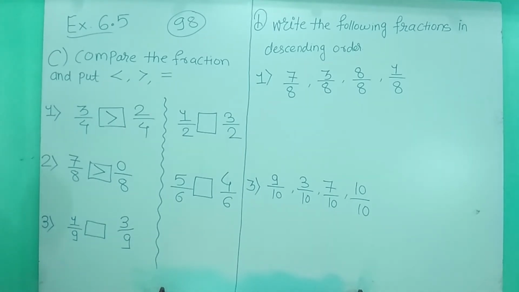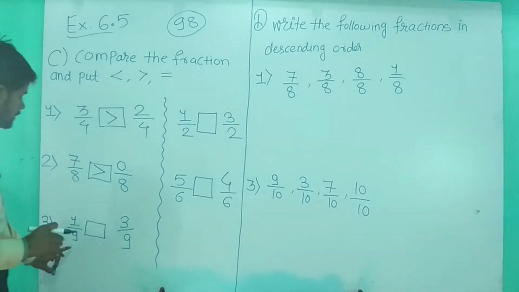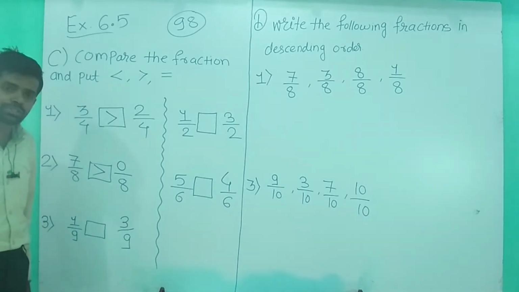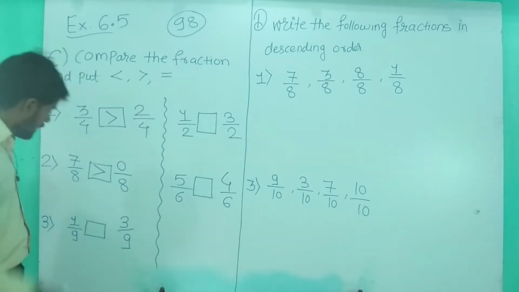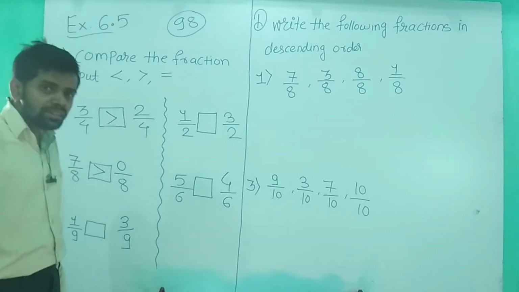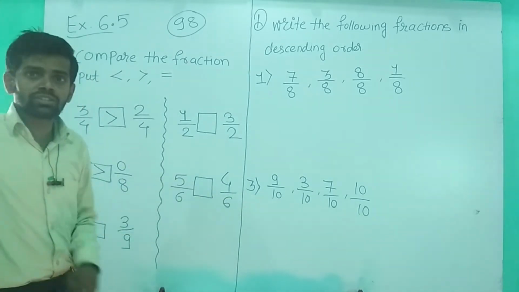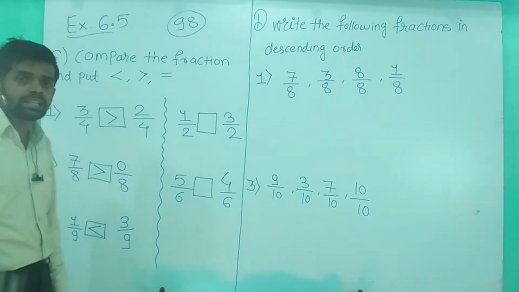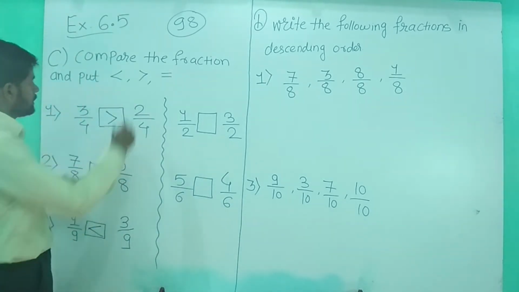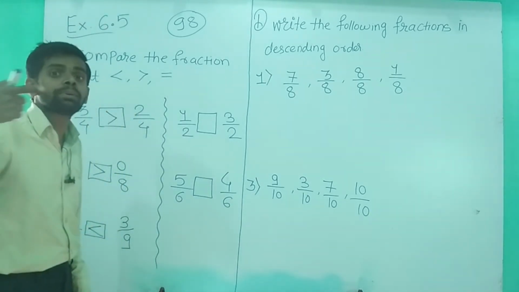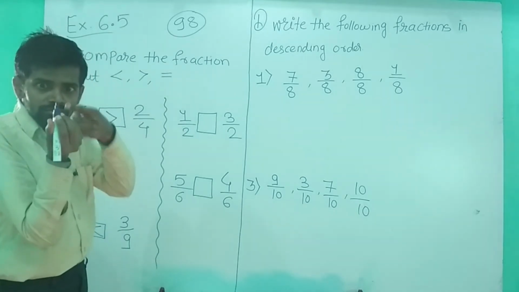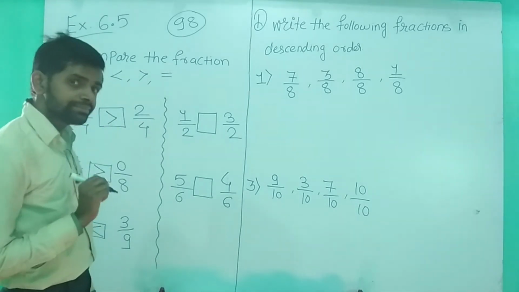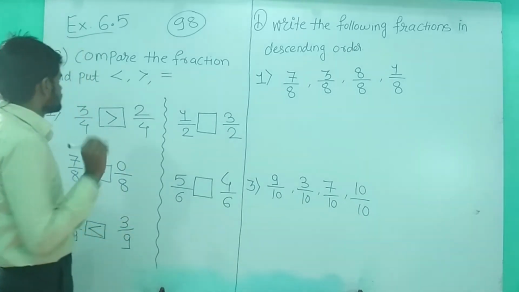Now we have to compare the third question. In the third question, the fractions are 1 by 9 and 3 by 9. Both are like fractions because the denominator is the same, which is 9. Now we have to compare the numerators. Bigger numerator, bigger fraction. So 3 by 9 is greater and 1 by 9 is smaller. So this sharp tip will be towards the smaller one. We will point at the smaller one.